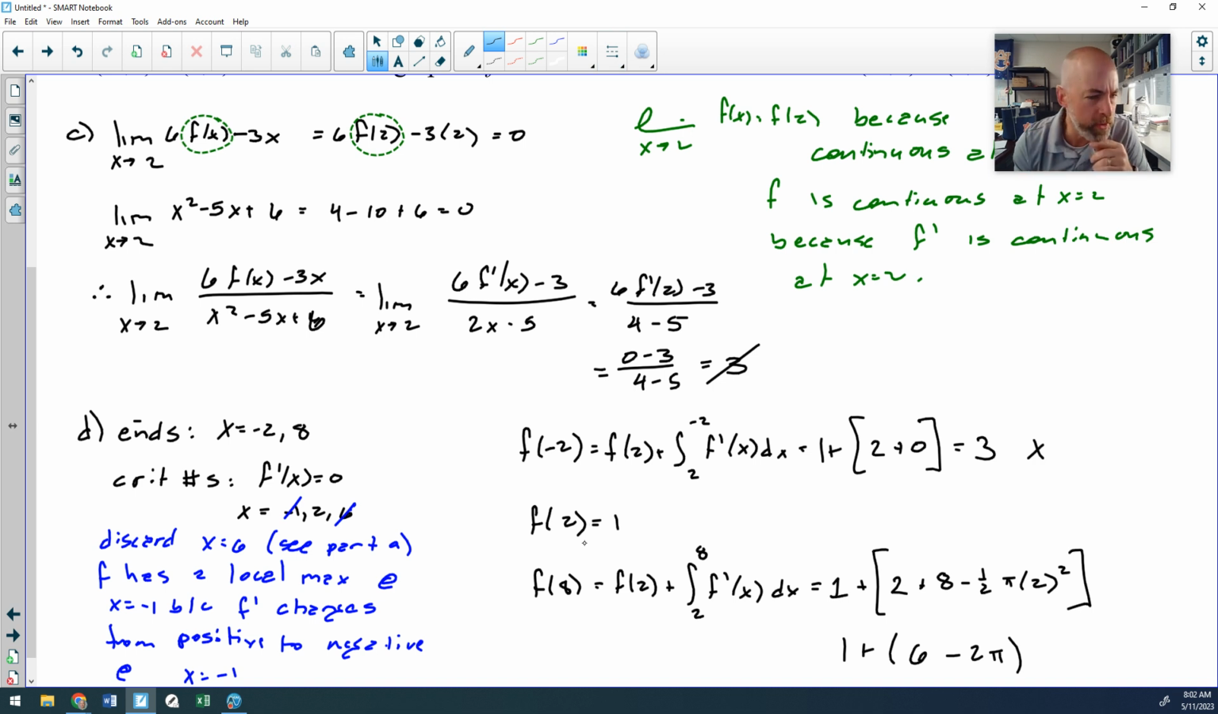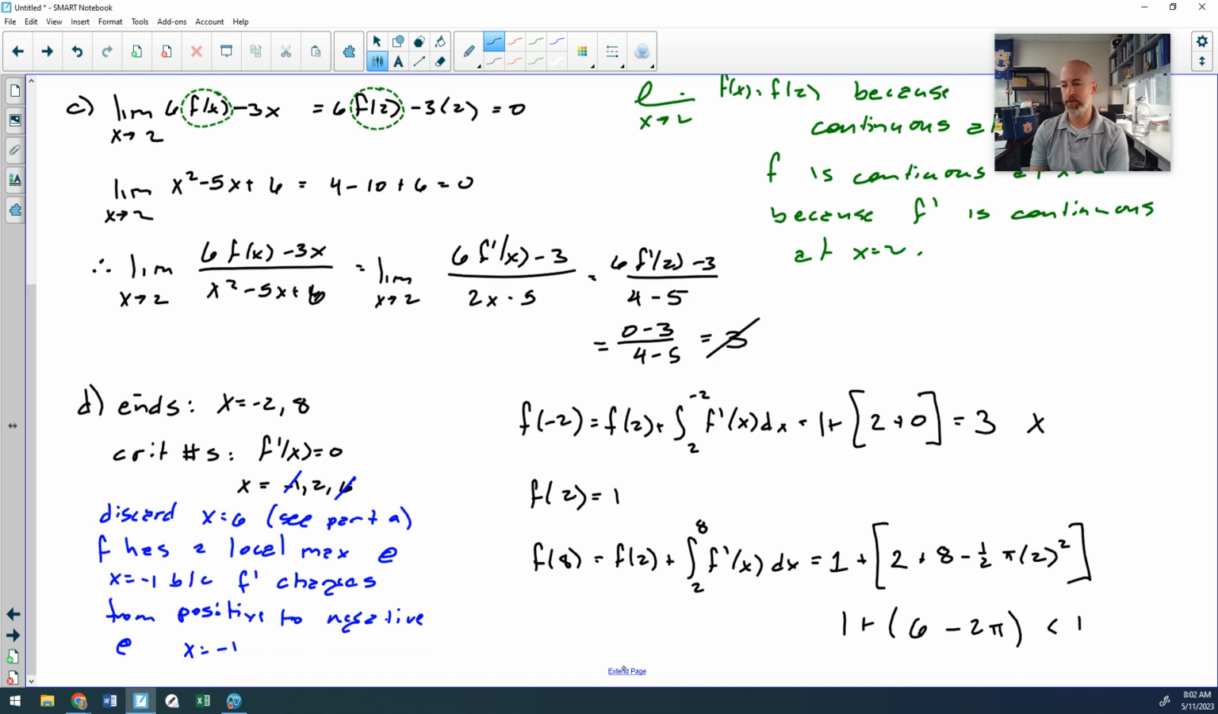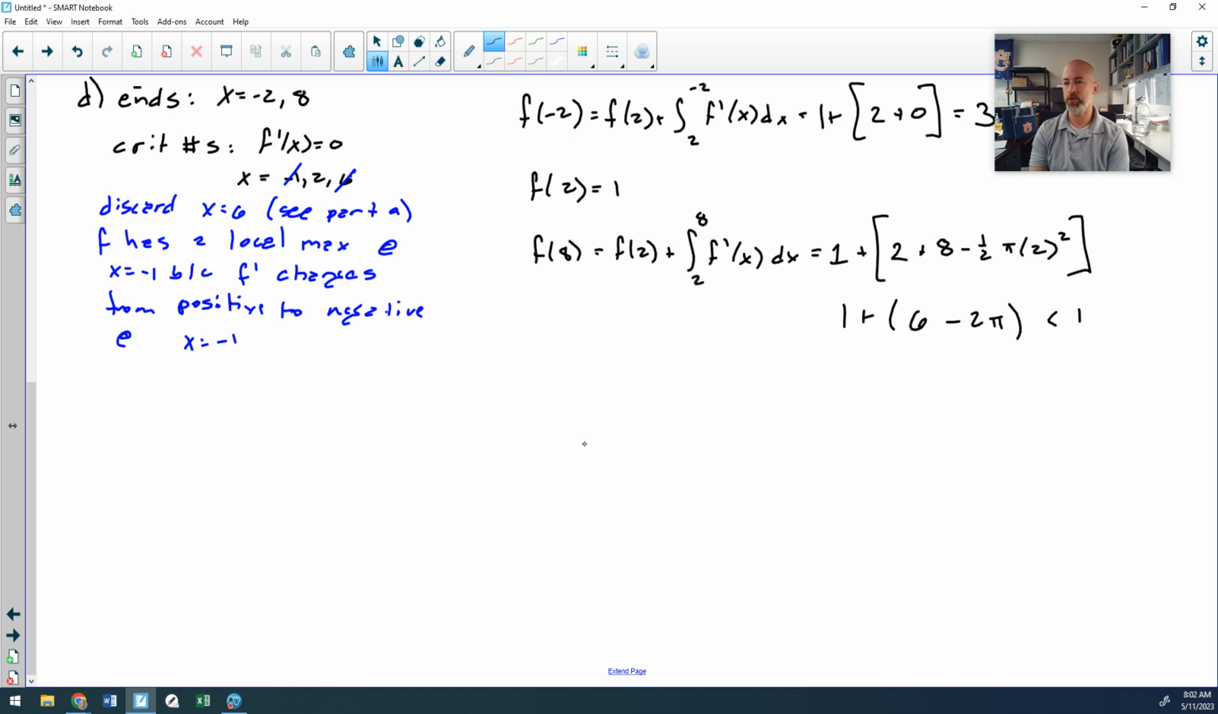We're looking for the value. Yes, we're looking for the actual value, not the x-coordinate. And 6 minus 2 pi is going to be a negative number. So 1 plus that negative will be less than 1. Therefore, I can now see the absolute minimum is going to be that value at f of 8. So the absolute minimum is 1 plus 6 minus 2 pi, and I'm going to leave it like that.